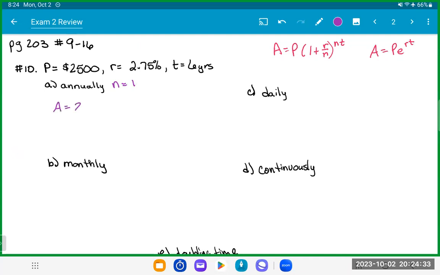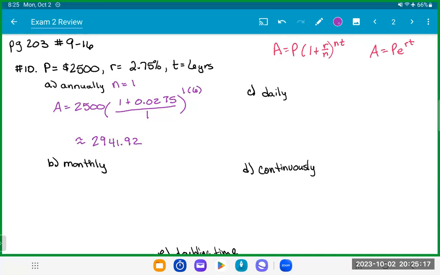So this is A equals 2,500 times 1 plus 0.0275 over the number of compounds, which is 1, raised to the number of compounds times 6. Okay. So when I simplify that, I get an accumulated value of $2,941.92. Okay, any questions on that?